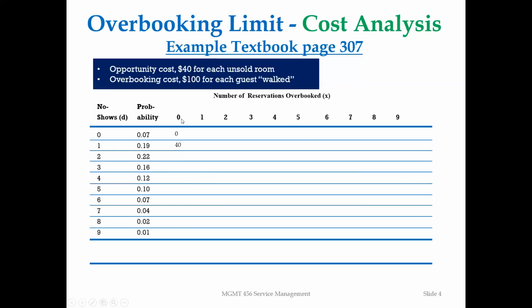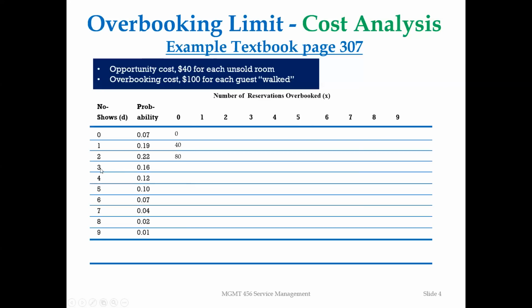Similarly, if I overbook by 0 and 2 customers do not show up, what will happen? That means I will have 2 empty rooms. When I have empty rooms, that represents opportunity cost. How much? Double, right? My cost will double because I have 2 empty rooms. So opportunity cost will be $80 for 2 rooms.